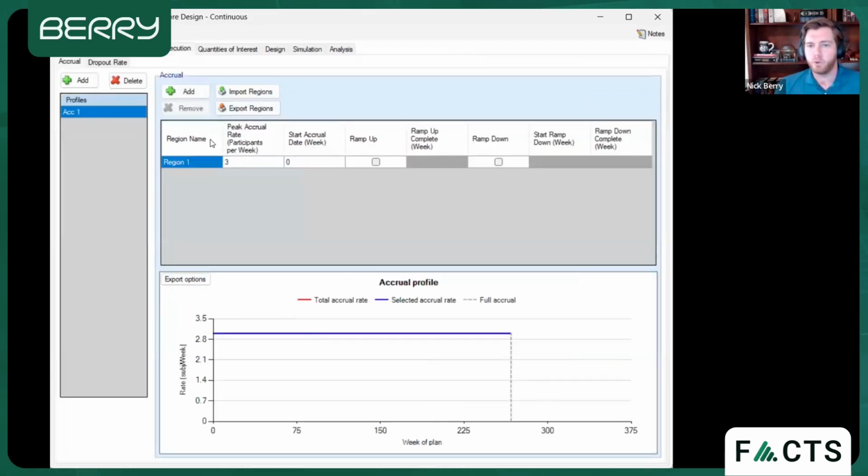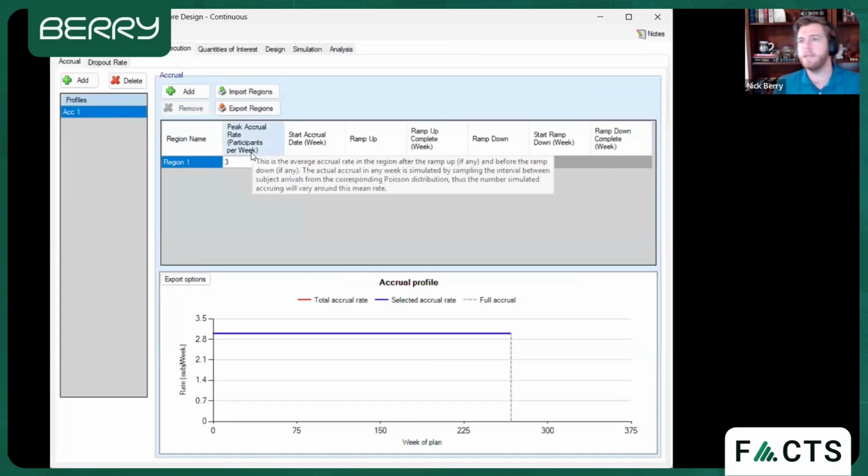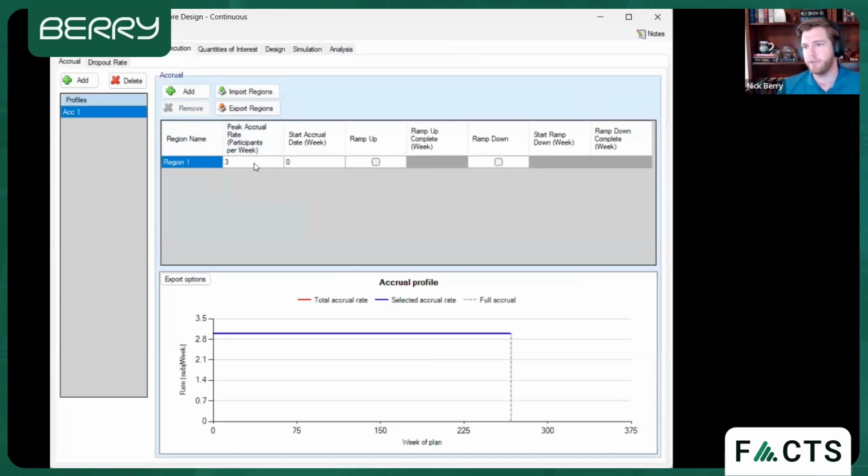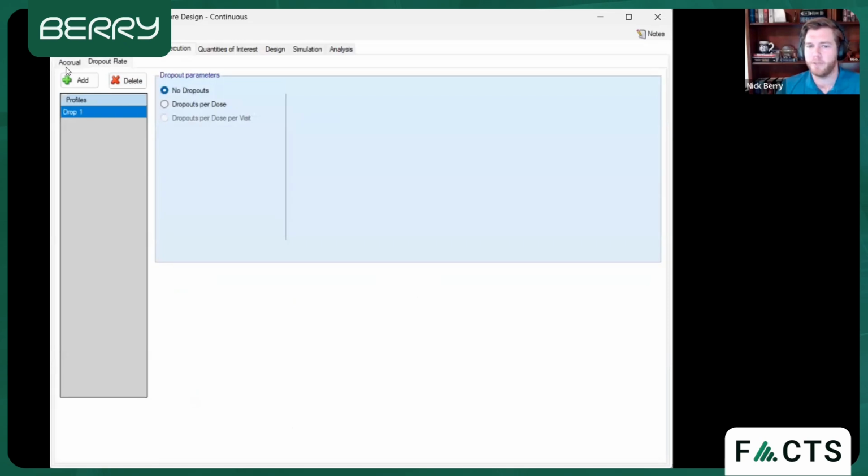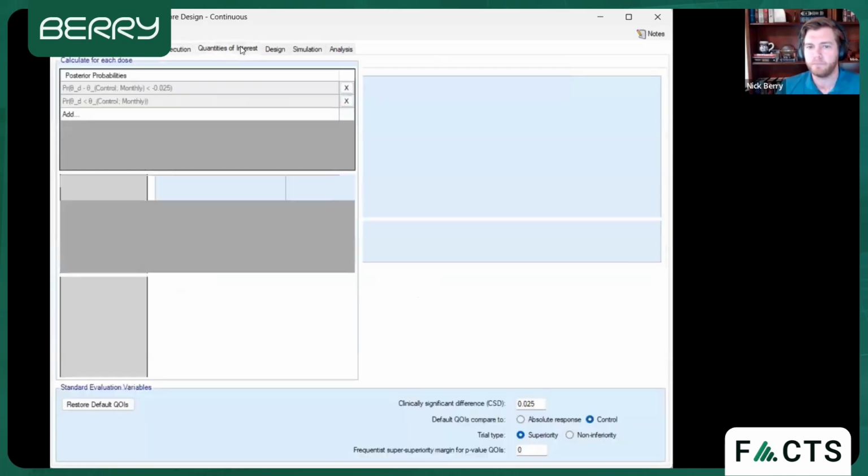Okay, I've set up my accrual rate to be 3 patients per month. It's going to randomly simulate patient accrual. So sometimes we'll have 1, sometimes we'll have 6, right? This is a random process, but the average number of patients per week is 3. No dropouts because I want to keep it simple.